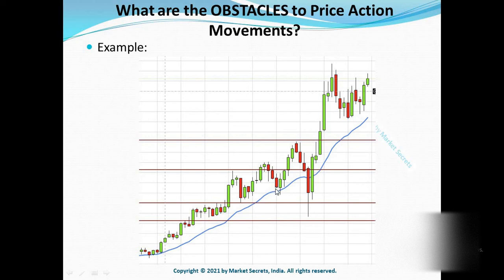For example, if you look at this chart, the price was dropping heavily. In the lower time frame, it would have definitely formed a supply zone here. But if you blindly trade the supply zone, you will be stopped out because the price had hit the 20 EMA in the higher time frame, so it will start bouncing. So if you take a short position over here, you will definitely be stopped out.